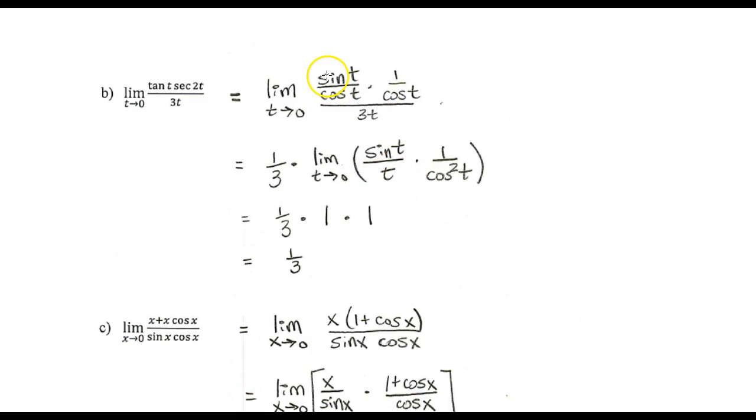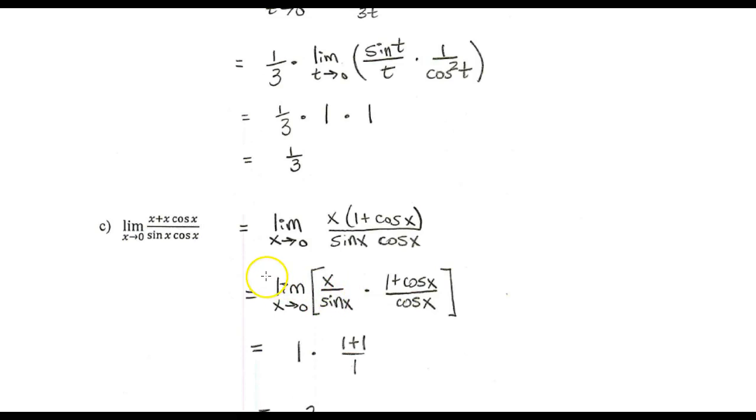And then I have sine of t over this t, and then I still have 1 over cosine of t times cosine of 2t, actually, not cosine squared of t. So this should be cosine of t times cosine of 2t. I apologize for that mistake. Bottom line is this: 1 over the cosine of 0, which is 1, times the cosine of 0 for 2t, which is also 1. So this is 1. The sine of t over t, these arguments are the same, so the limit as t goes to 0 is also 1. So I have 1/3 times 1 times 1, which is 1/3.